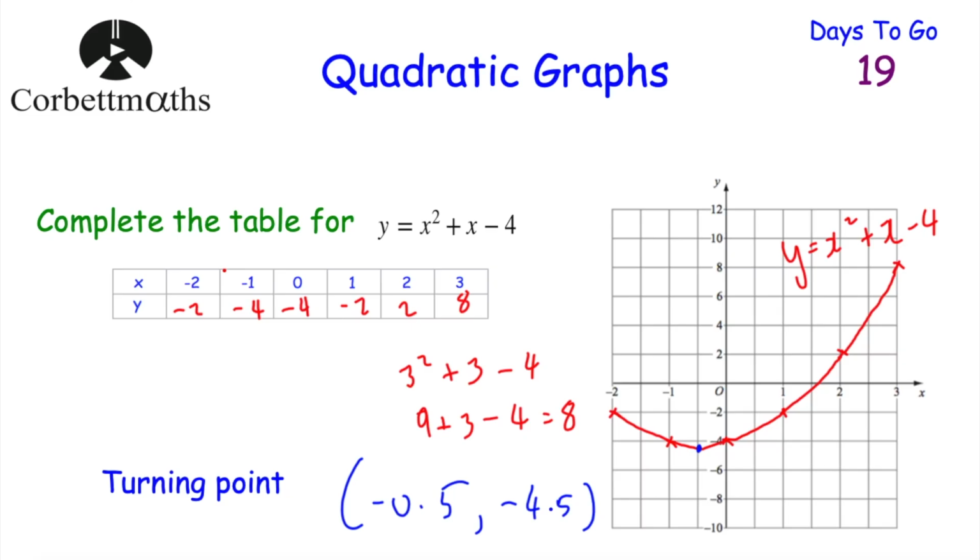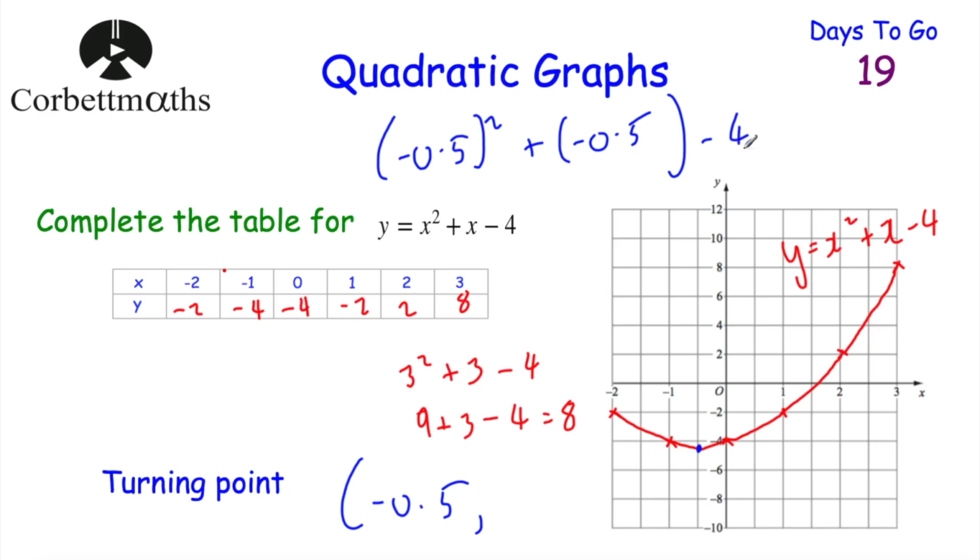So there'd be my coordinates if I was asked to estimate the coordinates of that minimum point. If I was asked to actually work it out, because I know it has to be minus 0.5, because it has to be in between 0 and minus 1, I can then substitute that into the equation. So I could do minus 0.5 squared plus minus 0.5 subtract 4. And if I work that out, I'll find the exact height of that point, which is actually minus 4.25. And they would be the coordinates of that turning point.